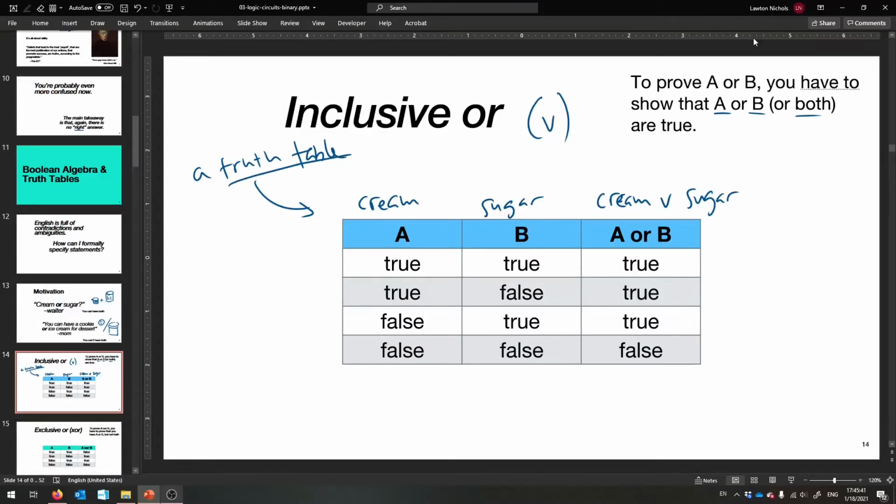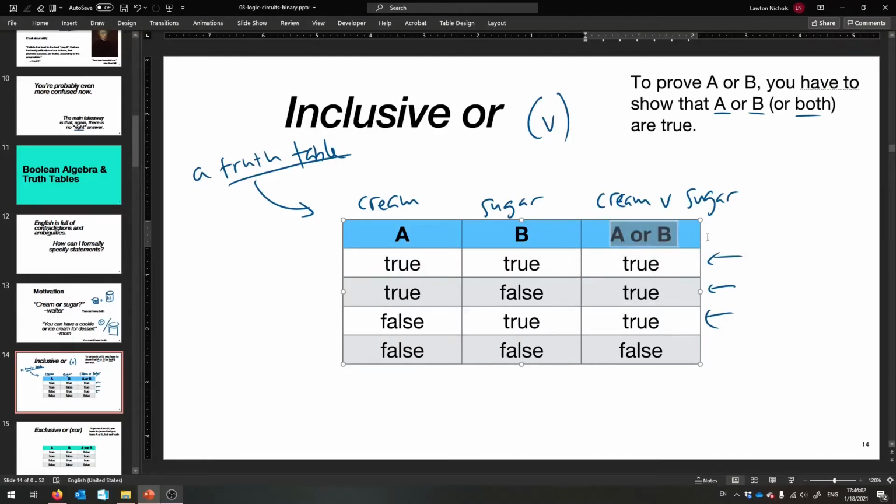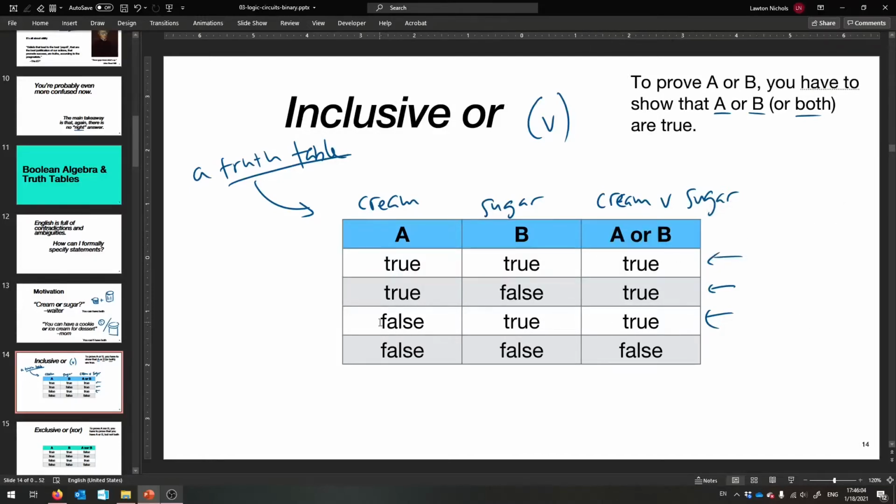Okay, and the idea is the waiter tells you, okay, you can have cream or sugar. And we're saying, under the inclusive OR definition, that this is a true statement in any of these three cases. Okay? It was true for the waiter to say, yes, you can have cream or sugar. If they really did have both in stock, then it's still true. So A or B, cream or sugar, yes, that was a true statement. You totally can have cream or sugar under the inclusive OR definition.